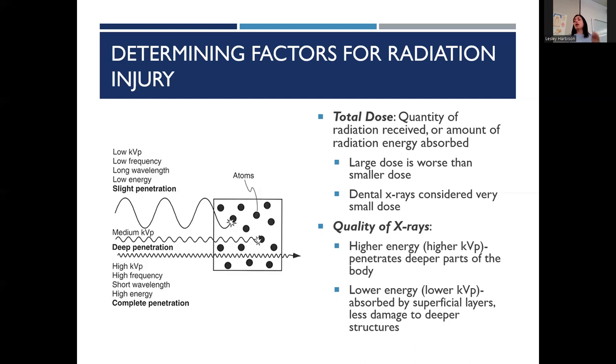Higher energy penetrates deeper parts of the body, while lower energy is absorbed by superficial layers. There's less damage to the deeper structures, but like I said, you get a less good quality image.